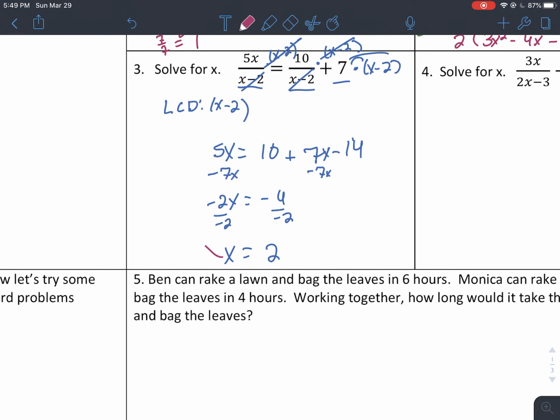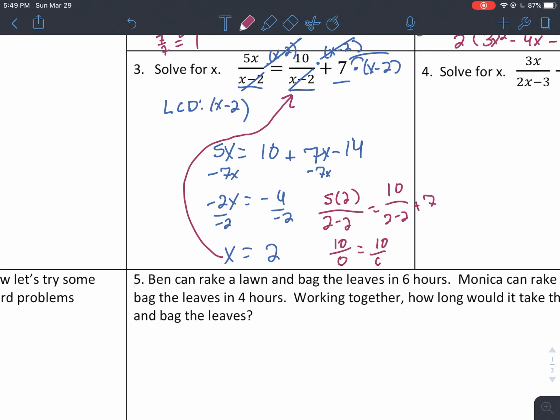Notice what I just said we should watch out for. Plug in x equals to 2 right there, right? As soon as you plug that in, you get 5 over 2 minus 2 is equal to 10 over 2 minus 2 plus 7. So then that's 10 over 0 equals 10 over 0 plus 7. Cannot do that, right? We can't divide by 0. So then this is an extraneous solution.